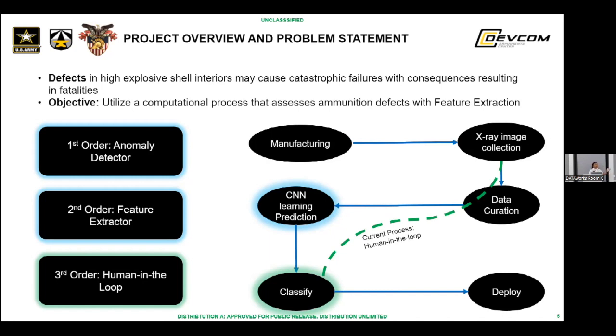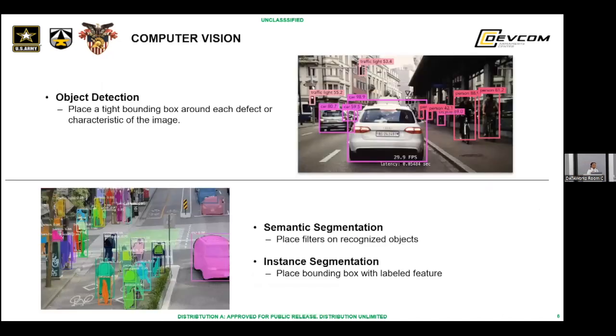The first order is an anomaly detector, which basically means that we classify in a binary form: is this a defect or is it not? The second order is a feature extractor, which basically characterizes the defects in munitions and labels them. The third order would be, at this classification period, reintegrating the radiographers for a secondary check and finally deploying them. I'm implementing this project through computer vision.